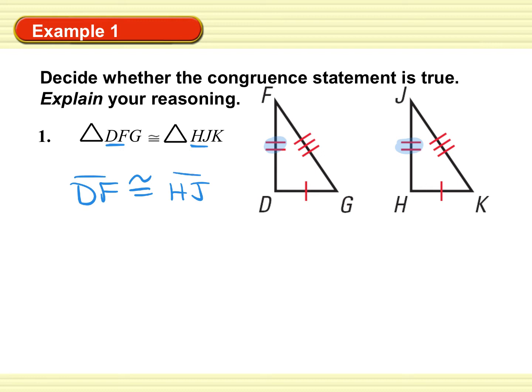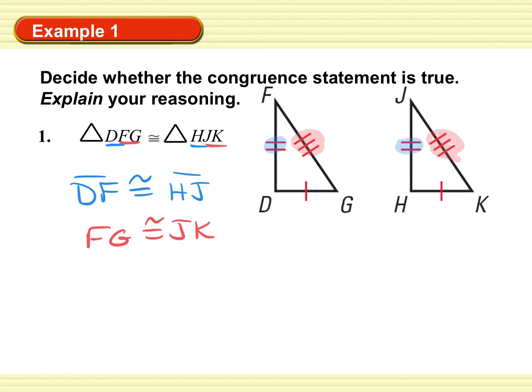Then I'm going to go for the second letter and the last letter. So the FG and the JK. So let me come and look for the congruency marks. So FG has 3, and so does JK. So those are also congruent sides. So I can make that statement, FG congruent to JK.